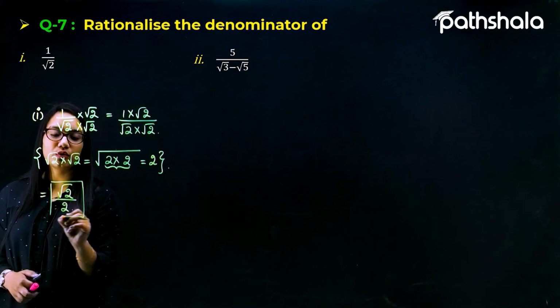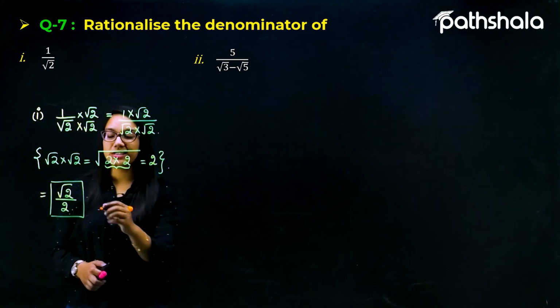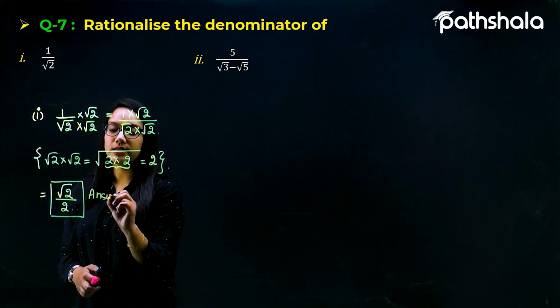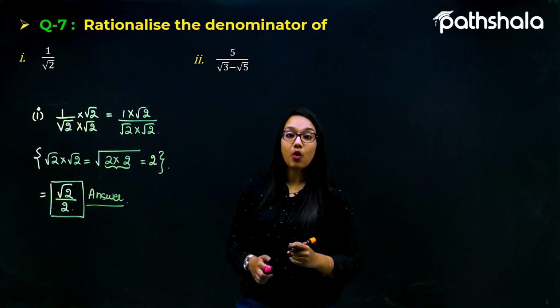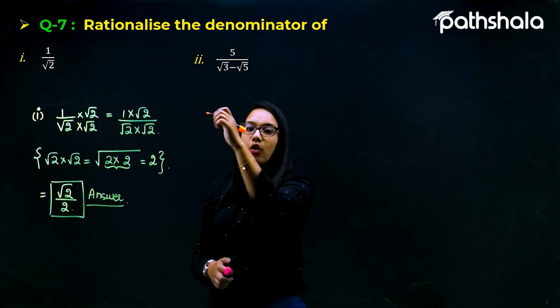So the rationalization of the number 1 by root 2 is as simple as that, and the answer is root 2 by 2. This is all about the rationalization of this kind of number.